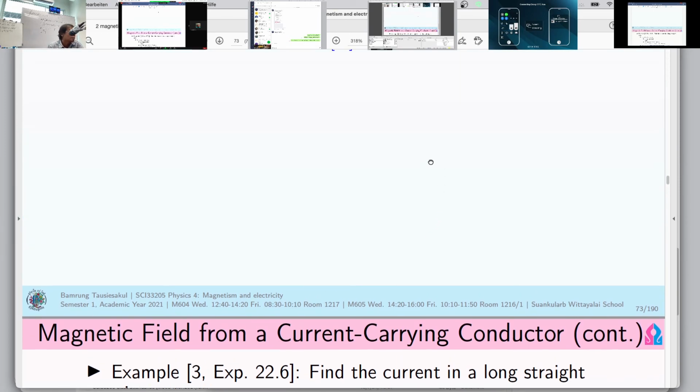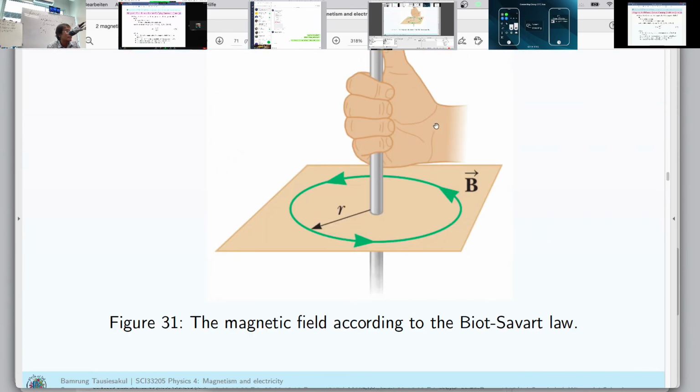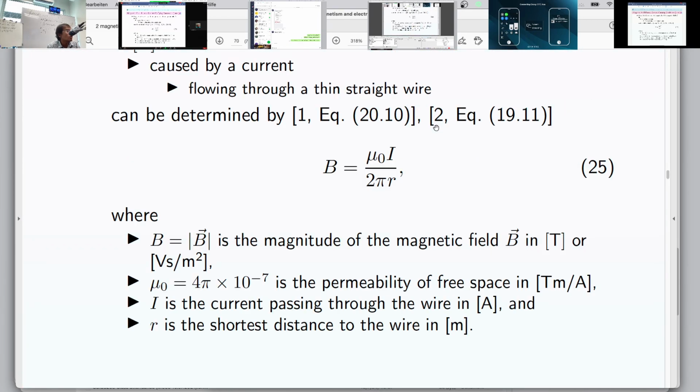Well, let's get back to the Biot-Savart formula. It's not expressed explicitly in terms of the current. Rather, it's expressed in terms of the magnetic flux density. The value will be on the left hand side, in equation number 25. But what they would like to know in that example is the amount of the current.